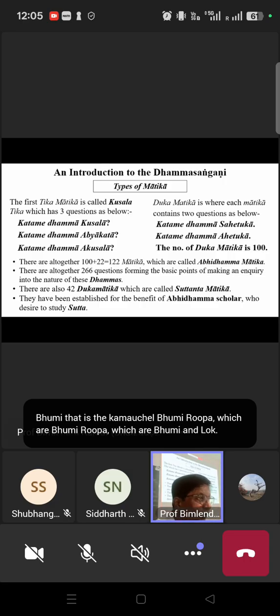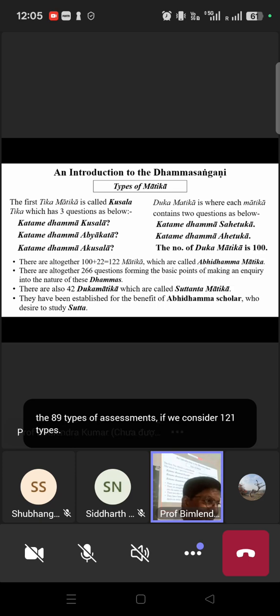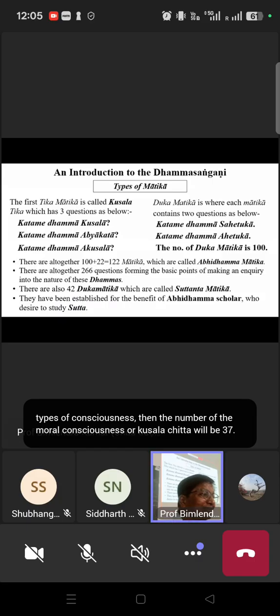So for Katme Dhamma Kusala, there are altogether 21 types of consciousness which are called Kusala. Out of the 89 types of consciousness, if we consider 121 types of consciousness, then the number of moral consciousness or Kusala Chitta will be 37. So now there is a question, Katme Dhamma Kusala.